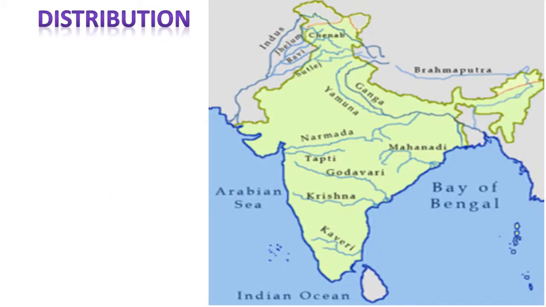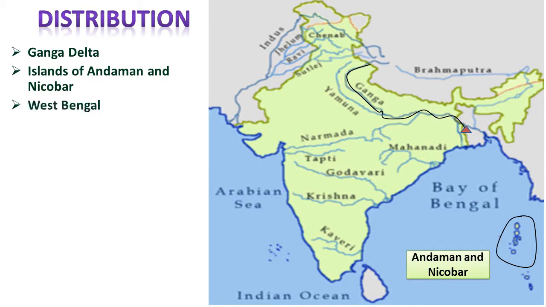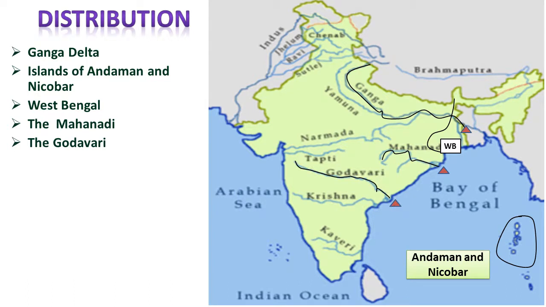Distribution of littoral forest. These forests are chiefly found in the regions of the Ganga and Brahmaputra delta, the islands of Andaman and Nicobar, West Bengal, and it is also found in the deltas of the Mahanadi, the Godavari, and the Krishna.